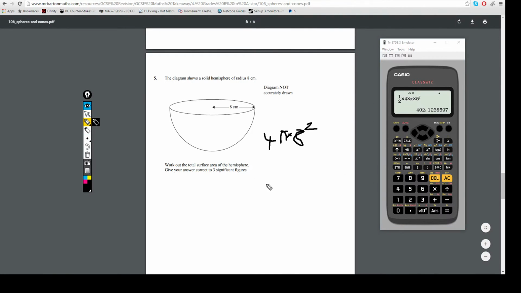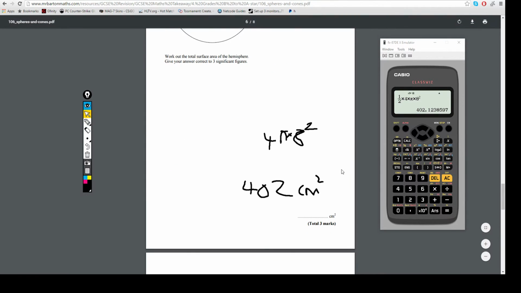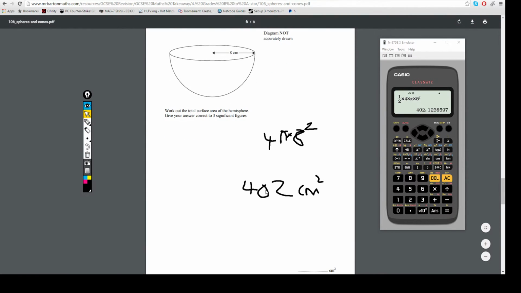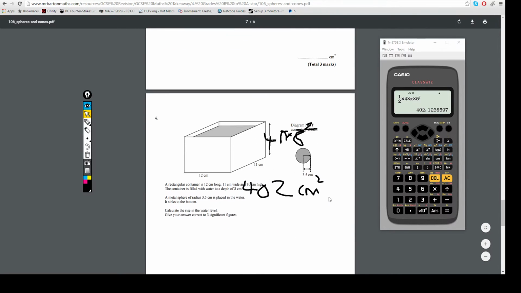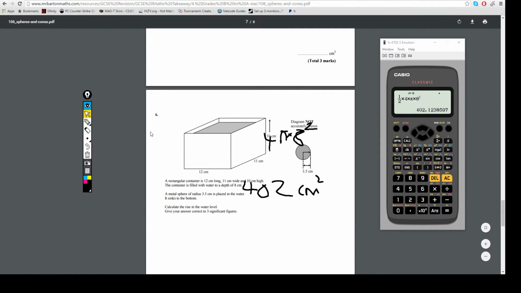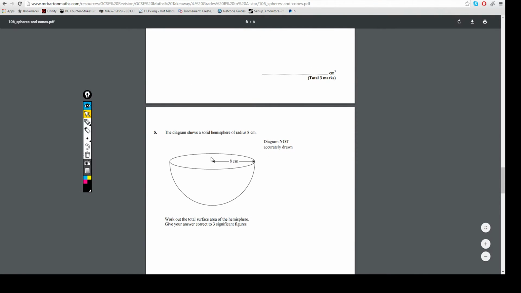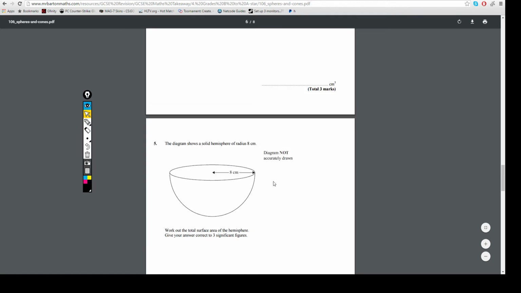So now we have 402 centimeters squared surface area. So that's going to be our final answer for this hemisphere, 402 centimeters squared. Now, that is it for me. I hope you enjoyed the video, and I hope I've just gone over the basics for working out hemispheres. It's the same as a sphere, but you just don't half it.